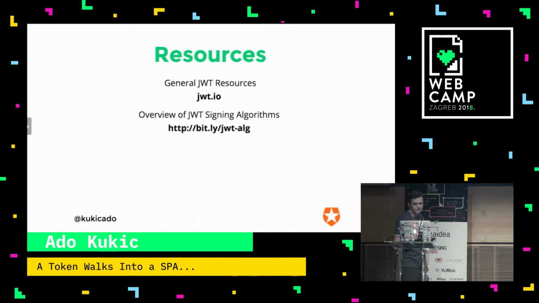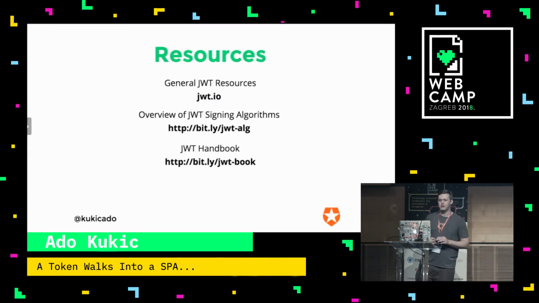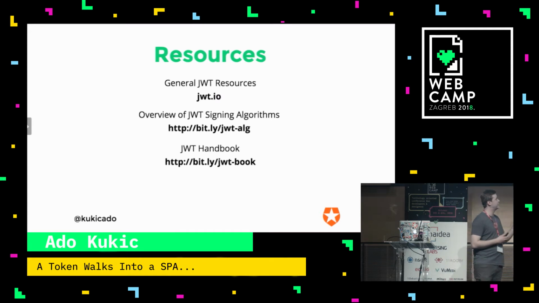An overview of JSON Web Token signing algorithms can be found at this bit.ly link, jwt-alg. Here, we talk about the HMAC HS and the RS256 signing algorithms, how they work, why they work, and best practices for when to use one over the other and why one is more secure than the other. And then if you really want to get into all the nitty-gritty things about JSON Web Tokens, one of my colleagues at Auth0 has written a free handbook called the JWT Handbook. Here you can learn more about JSON Web Tokens than anyone should ever know. But if you're interested, that's a pretty good resource.